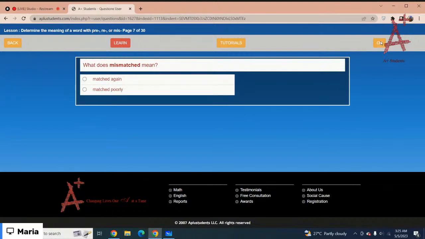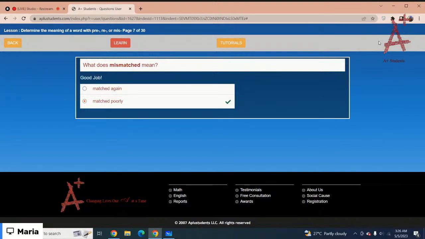What does mismatched mean? Matched again, matched poorly. Which is the correct option? It would be matched poorly. The correct option is matched poorly.